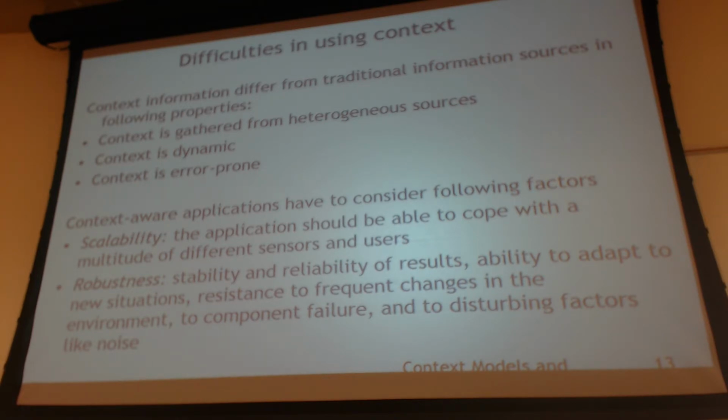So one very important property of context-aware applications is scalability. If you add users, your user experience should not degrade. That's one. The other thing is robustness. Robustness means stability and reliability of results.